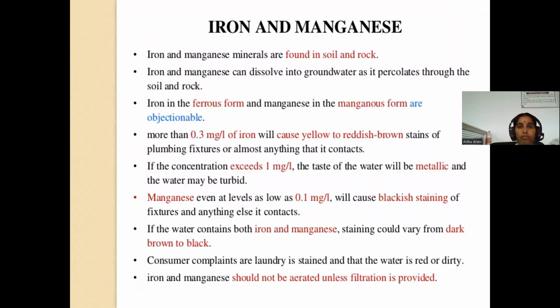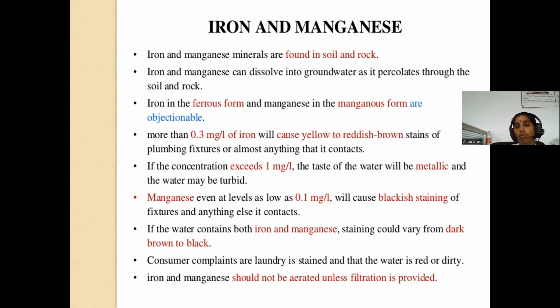Next method is iron and manganese removal method. Iron and manganese minerals are found in soil and rock. Iron and manganese can dissolve into groundwater as it percolates through the soil and rock. Iron in the ferrous form and the manganese in the manganous form are objectionable. More than 0.3 milligram per liter of iron will cause yellow to reddish brown stains of plumbing fixtures or almost anything that it contacts.